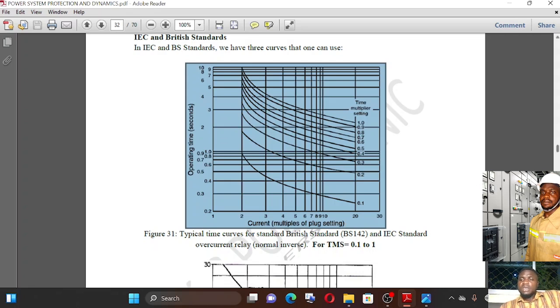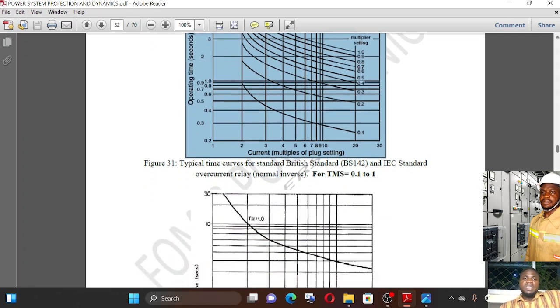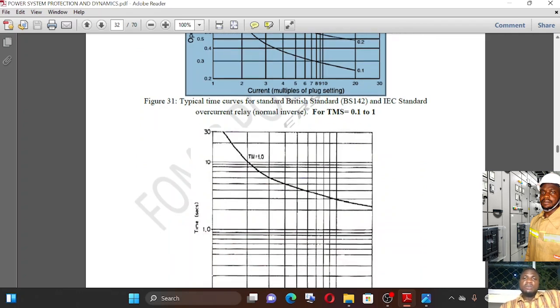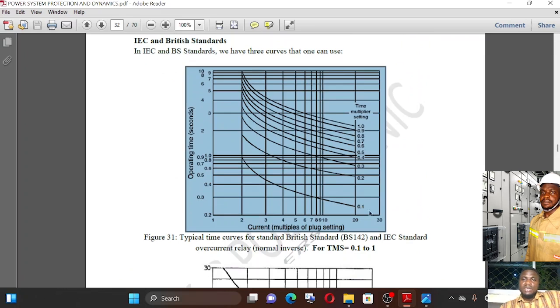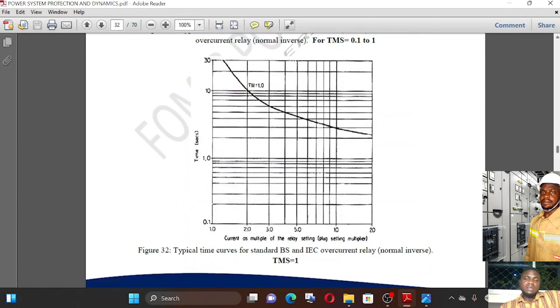Okay, so we can as well have a curve for a time multiplier setting of 1. This is it, right? Here you don't have the other time multiplier values of 0.1, 0.2, 0.3, 0.4, and so on and so forth. As we saw up here, it was varying from 0.1 to 1. That is time multiplier setting of 0.1 to 1. So you have these different curves, but you can simply have a curve with just a single time multiplier setting of probably 1, right?